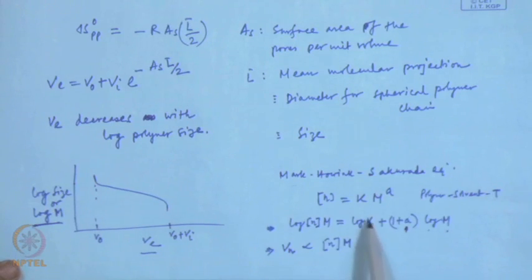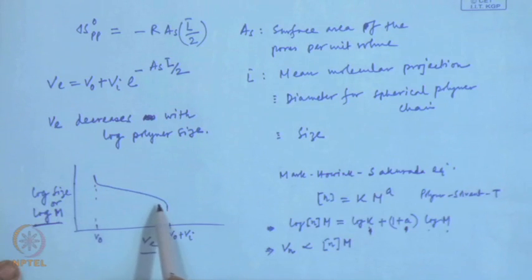So, if the value of K and A changes, and that will change for a different polymer, even if we keep the solvent the same and the temperature the same, if we change the polymers, the value of K and A will change, and hence the intrinsic viscosity will change. So, we will get a different line, a different curve, for a new polymer.